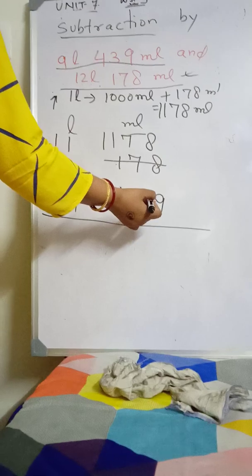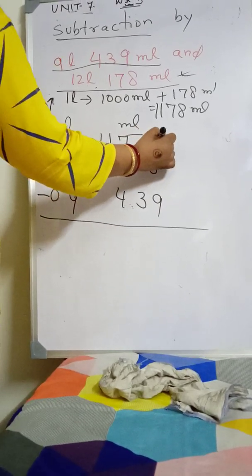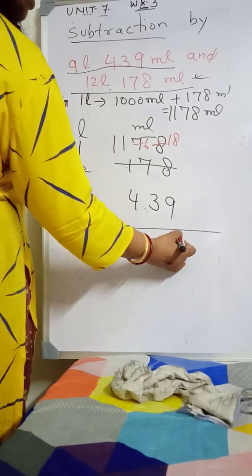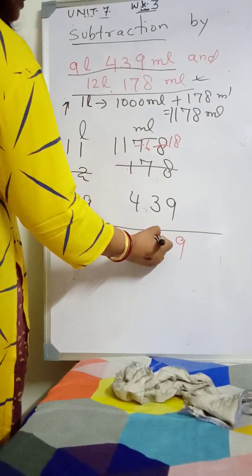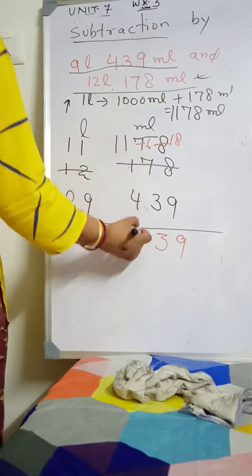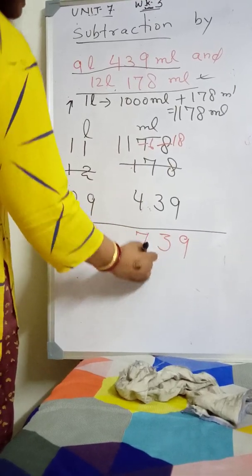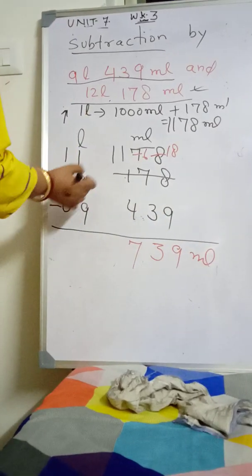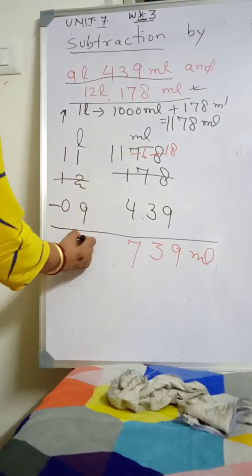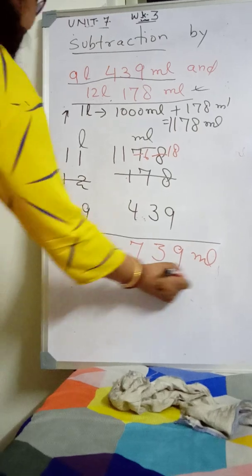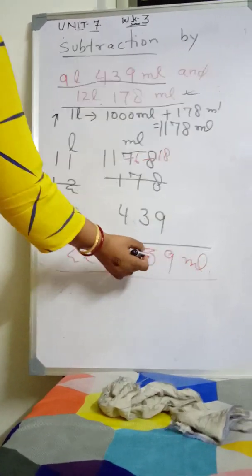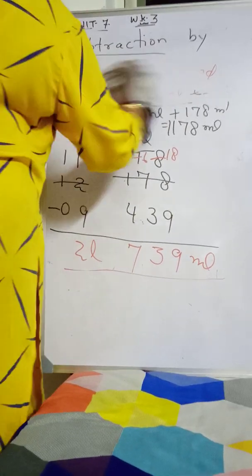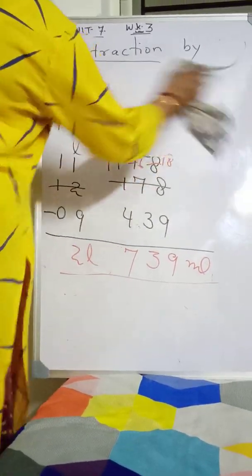Now let's do the subtraction. 8 will become 18 and 7 will reduce to 6. So 18 minus 9 is 9, and 6 minus 3 is 3, and 11 minus 4 is 7. So it is 739 milliliter. Now here all of you see, 11 minus 9 is 2. So it is 2 liter. So the difference is 2 liter 739 milliliter. So children, this is the method of subtraction by regrouping in capacity.